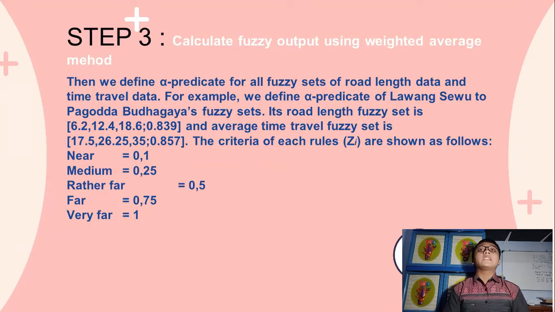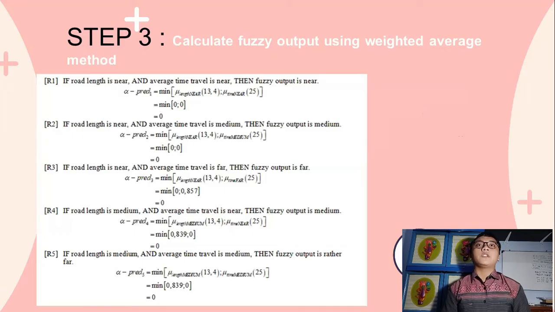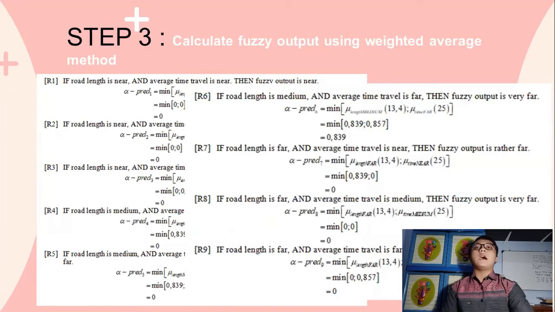The step 3, calculate fuzzy output using weighted average method. We define alpha minus predicate for all fuzzy sets of road length data and time travel data. For example, we define alpha minus predicate of Lawang Sewu to Pagoda Buddha Gayas fuzzy sets. Its road length fuzzy set and average time travel fuzzy set are shown on the screen. The criteria of each rule as Z1, Z2, Z3 are shown as follows: near, medium, rather far, far, and very far. And then we calculate fuzzy output using weighted average method for R1, R2 until R9.